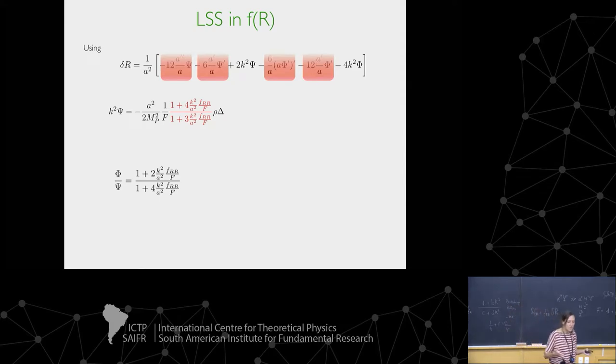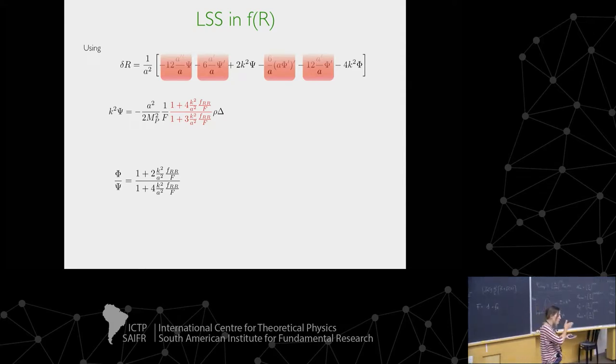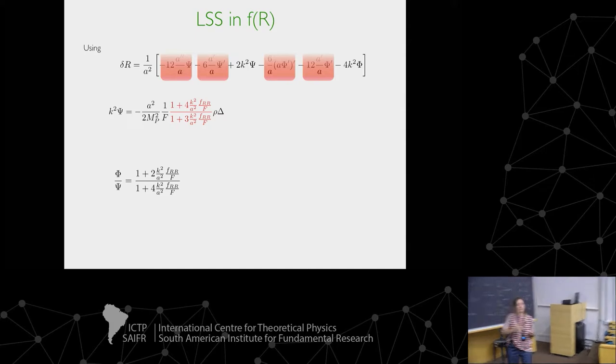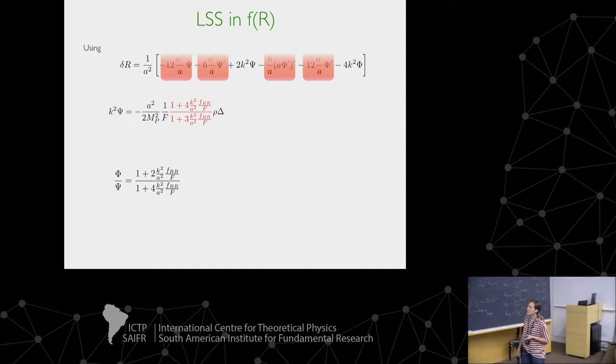In f of R, it's fixed. It's given by the time dependence of your mass scale. The scalaron evolves, starts from, of course, this is a function of time, so it is very high at early times, and then it becomes lighter. So these coefficients will be time-dependent.